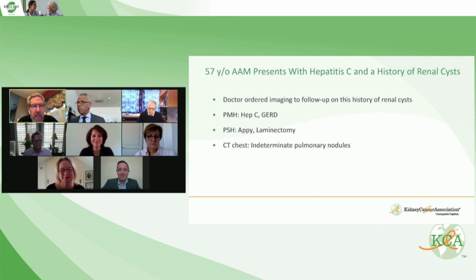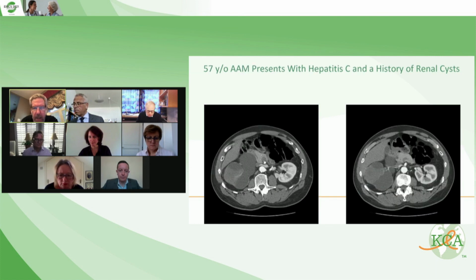So this patient is a 57-year-old African-American male who presented with a history of hepatitis C and a history of renal cysts. Because the patient has this history of renal cysts, his doctor ordered a CT scan. He had a CT scan of the chest that showed indeterminate pulmonary nodules. And you can see his CT scan of the abdomen, which shows a normal left kidney.